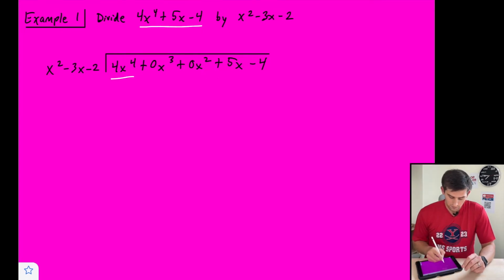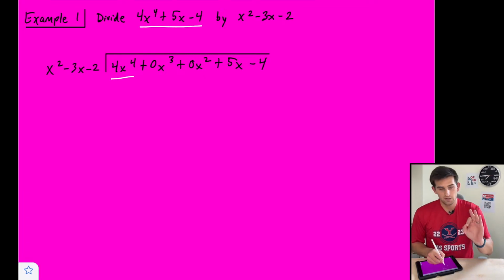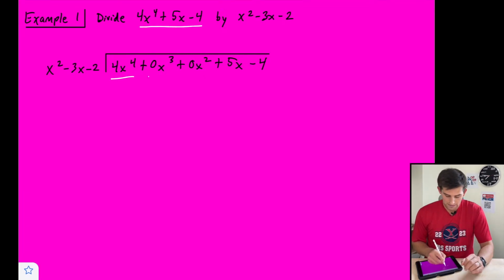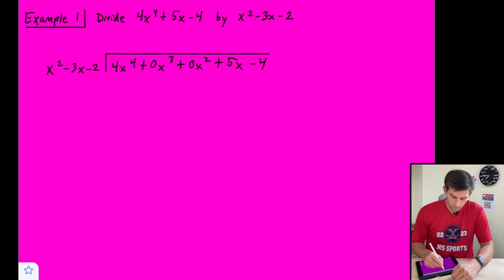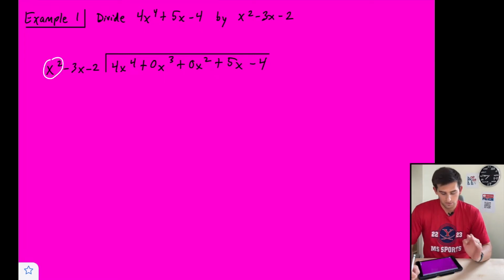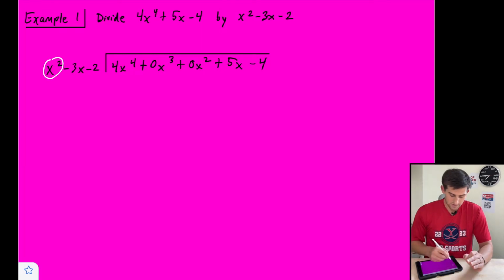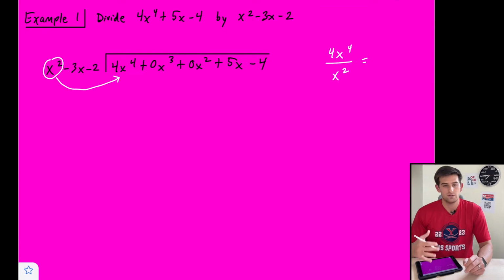We've got 4x to the fourth, but we don't have a cubic term and we don't have a quadratic term. So we're going to add those in as 0x to the third and 0x squared. We need to do that for our long division. And then we have our 5x and our negative 4. Now we are going to focus on the first term of our trinomial divisor, and ask ourselves, how many times will x squared go into 4x to the fourth? What we mean is, if we took 4x to the fourth and divided it by x squared, what would the result be?